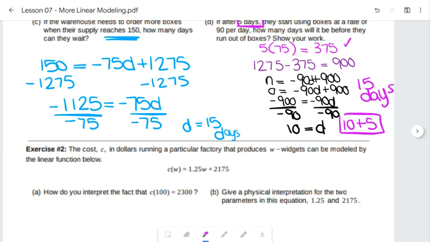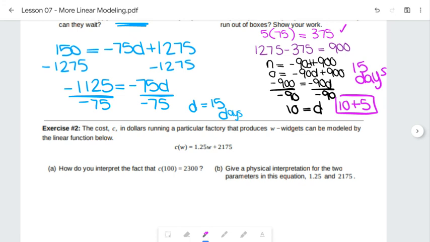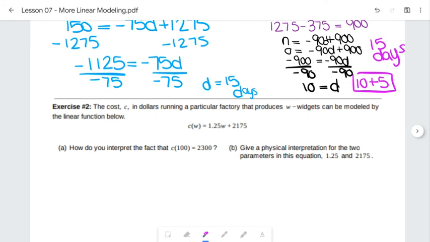Okay, let's look at the next question. In exercise 2, the cost C in dollars running a particular factory that produces widgets, W, can be modeled by the linear function below. C of W equals 1.25 W plus 2,175. How do you interpret the fact that C of 100 is equal to 2,300?